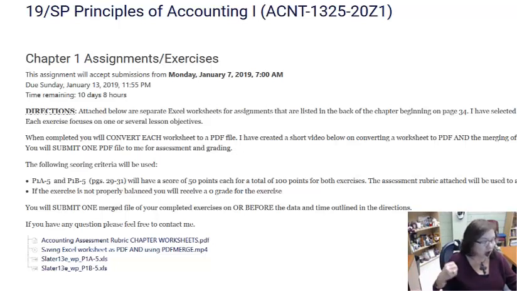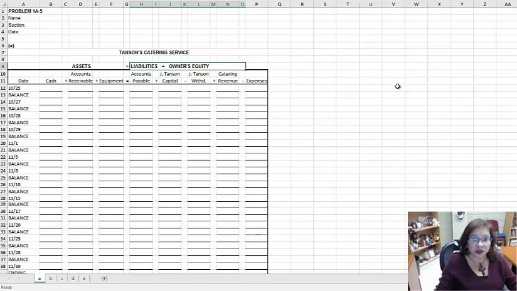And I know what you're looking at. You're going, excuse me, how am I supposed to do this? Okay. So notice, it gives you the information right underneath that, what you're going to be doing. On the spreadsheet that you're going to be using, voila, it's right there as you open it up. Here's a catering service. Notice assets equal liabilities plus owner's equity. So here you have cash, receivables, equipment, payables, liabilities, capital, withdrawals, revenue, and expenses, okay? Catering revenue.